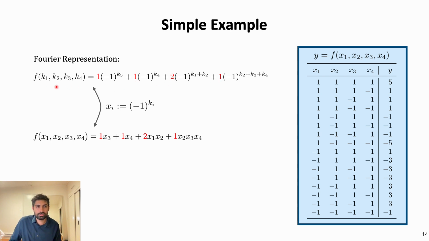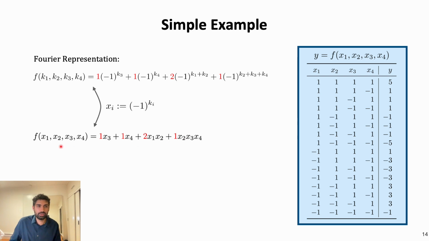And we can write this in terms of ki, which are the sequences over integers mod q. But another thing we can do is write them in terms of this xi, where xi is minus 1 to the ki. Now if we do this, the function has this nice polynomial form. And the Fourier coefficients are simply the coefficients of the polynomial.